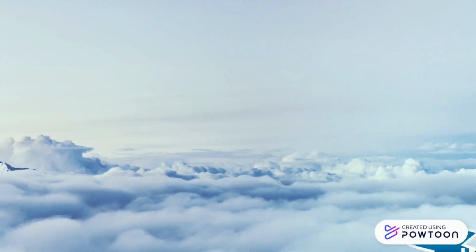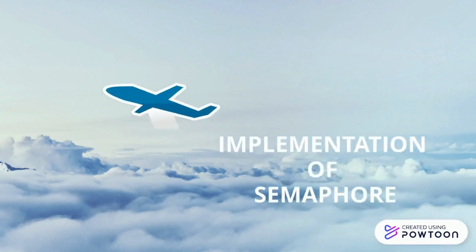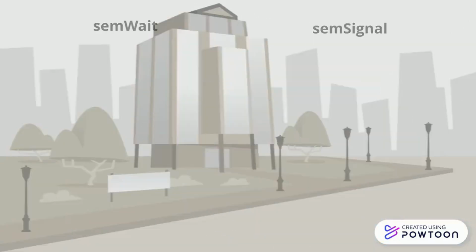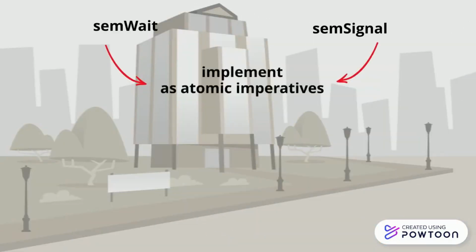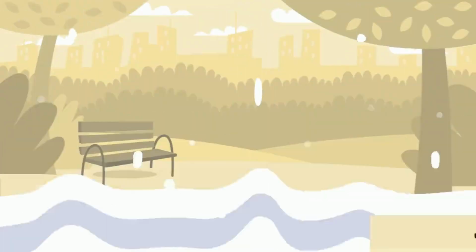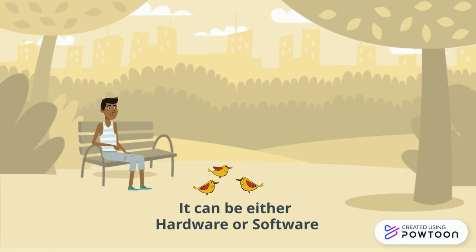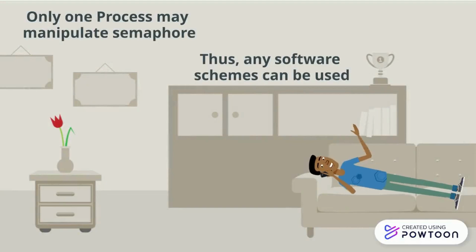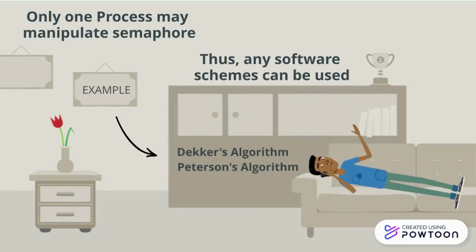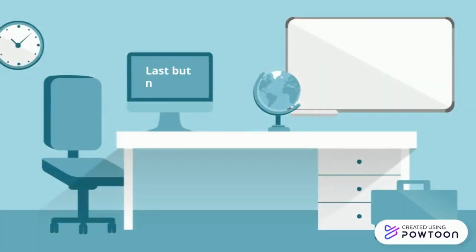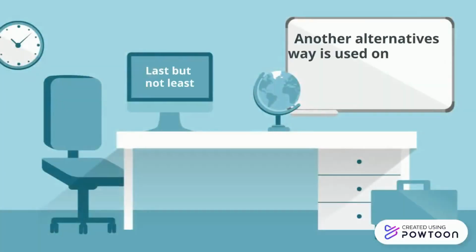Now, let's continue to the last part of semaphores, which is the implementation of semaphores. It is imperative that the wait and signal operations be implemented as atomic primitives. It can be either hardware or software. Only one process may manipulate a semaphore at a time. Any software scheme can be used, for example, Dekker's algorithm and Peterson's algorithm. Last but not least, another alternative is to use one of the hardware support schemes.